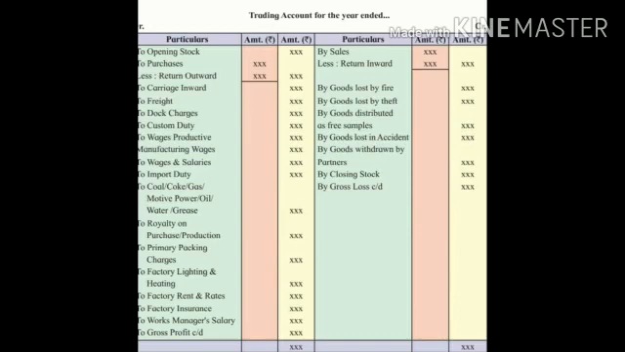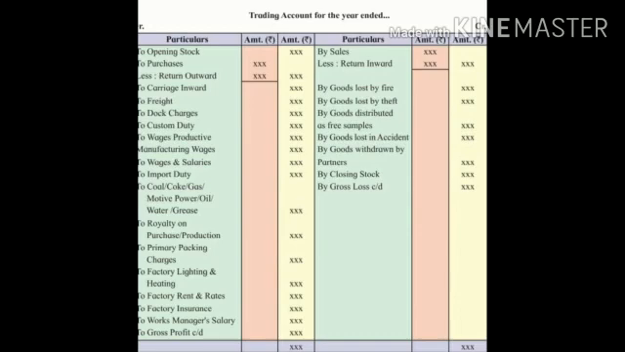On the credit side, first we have to write sales, then less return, then goods lost by fire, goods lost by theft, goods distributed as free samples, goods lost in accident, goods withdrawn by the partner, and at last closing stock. After posting these items in the trading account, we have to cast the trading account. While casting the trading account, if there is a credit balance, what does it mean? If the credit side of the trading account is heavy, it is called a credit balance. When the trading account shows a credit balance, it is called gross profit.